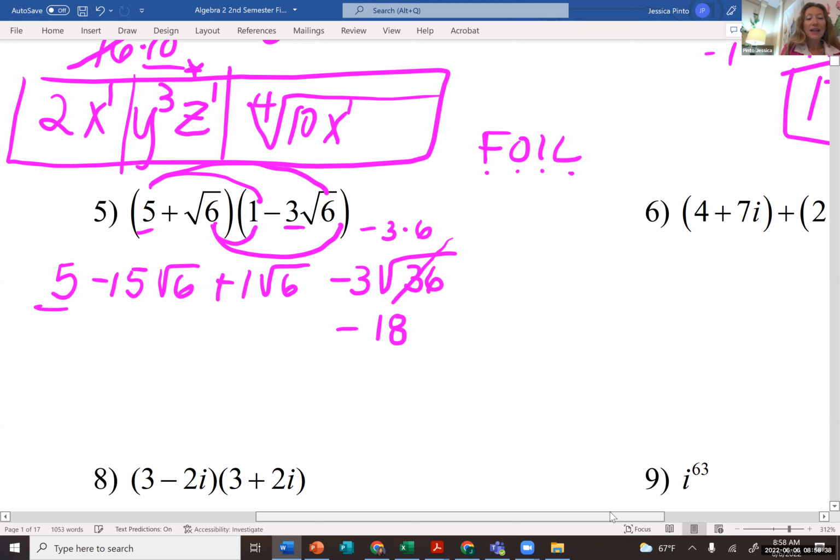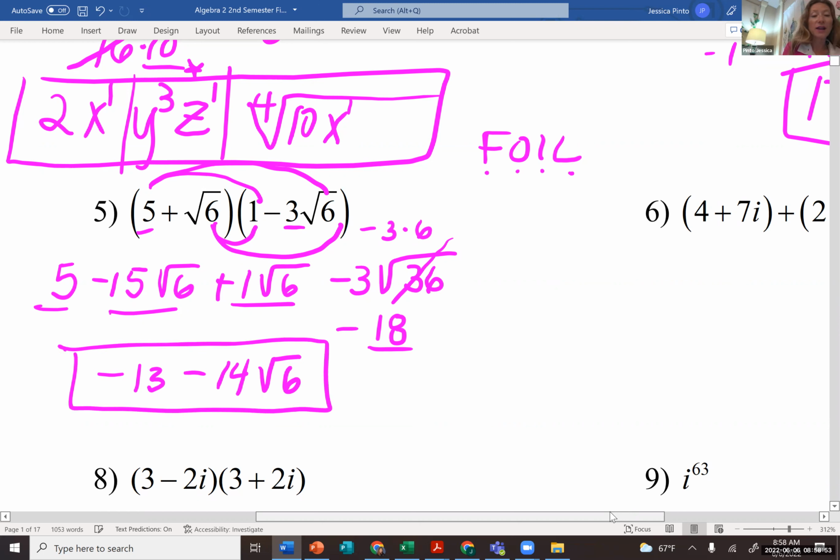So I'm going to add together 5 minus 18, and I'm going to get negative 13. And then separately, I'm adding these radical expressions together. Negative 15 plus 1 is negative 14, and the rad 6 does not change at all. It stays as a rad 6. So that was really fun.